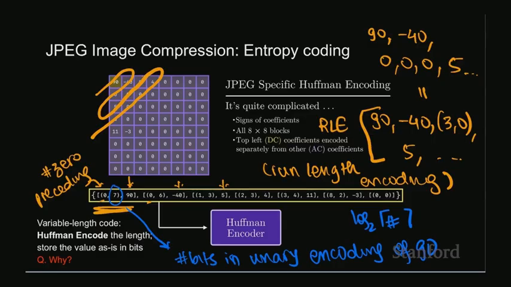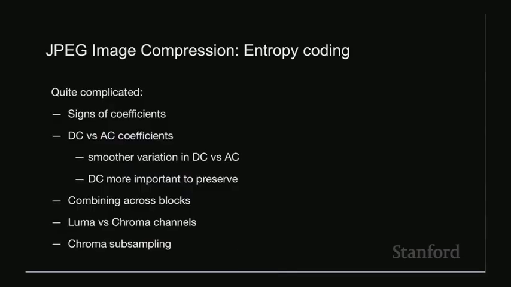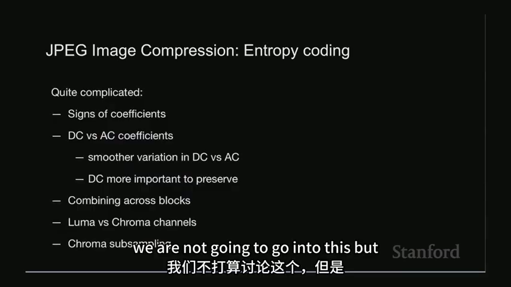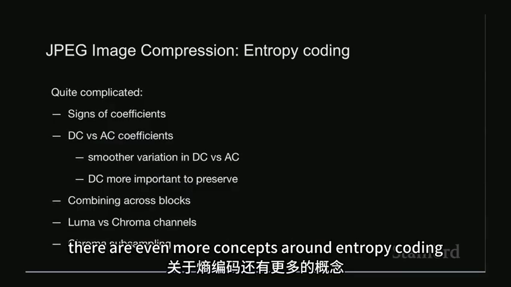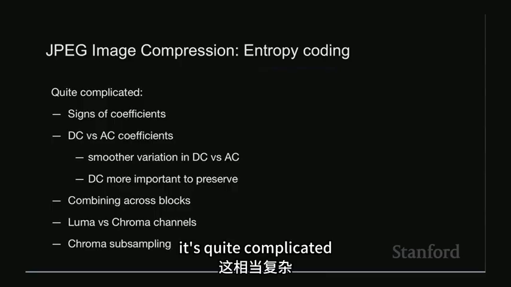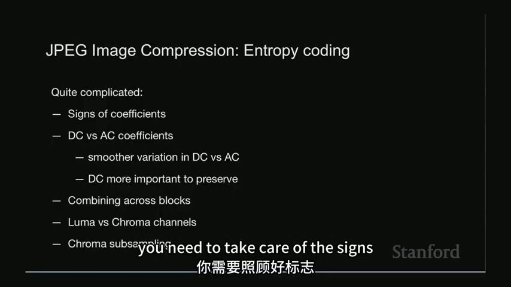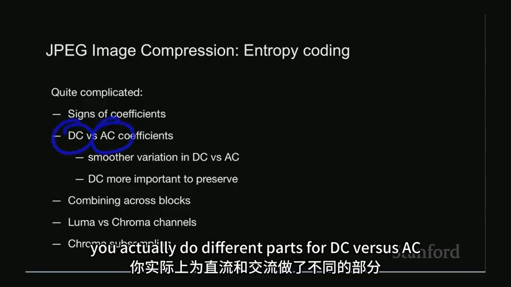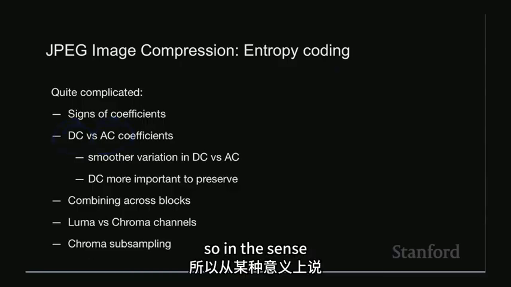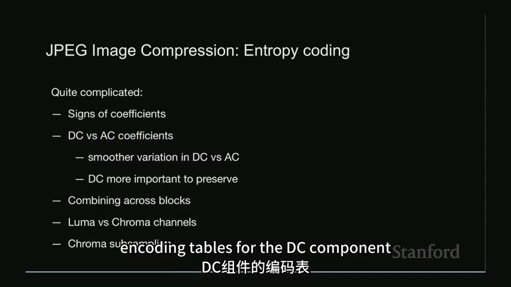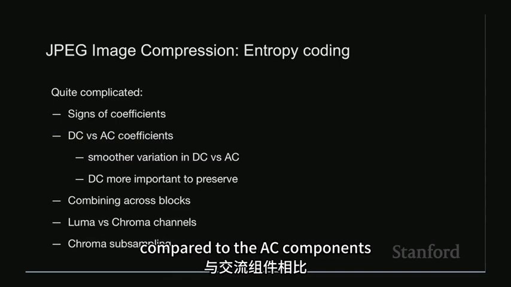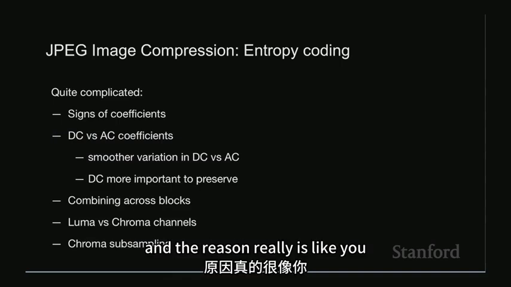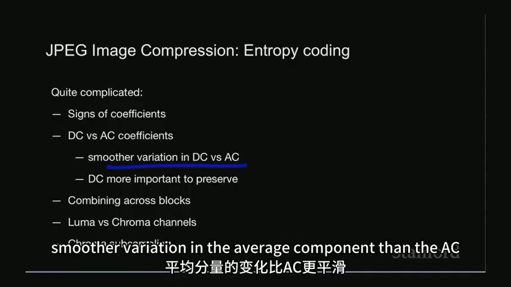Yeah. And then we are not going to go into this, but there are even more concepts around entropy coding, which is quite complicated. You need to take care of the signs. You actually do different paths for DC versus AC. So in the sense, you have different Huffman encoding tables for the DC component compared to the AC components. And the reason really is that you basically have much smoother variation in the average component than the AC.